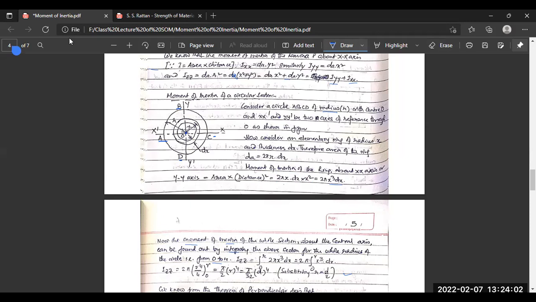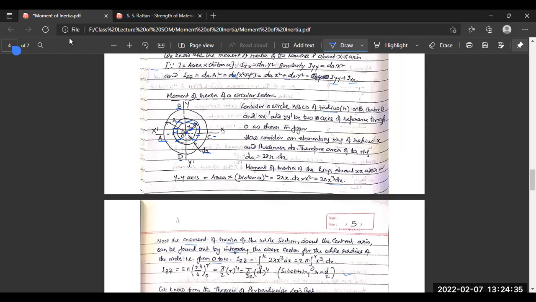The x dash and y dash are the two axes of reference through O, intersecting each other at O, which means at the origin. Now, let us consider one elemental ring of radius x and thickness dx. This is the elemental ring here, sectioned like this. It is of radius x and thickness dx.